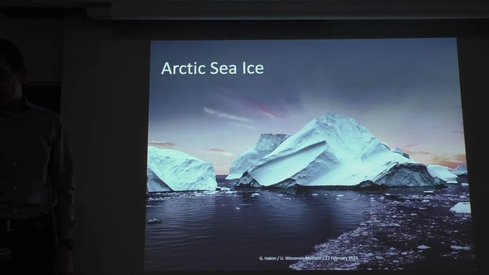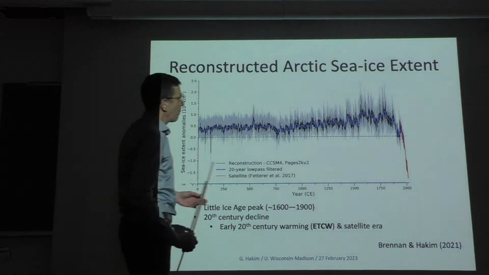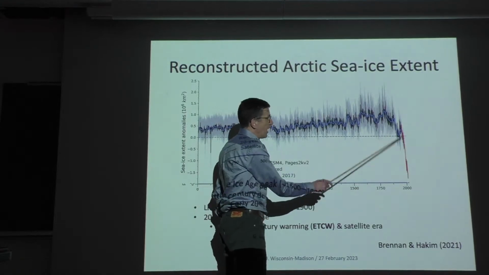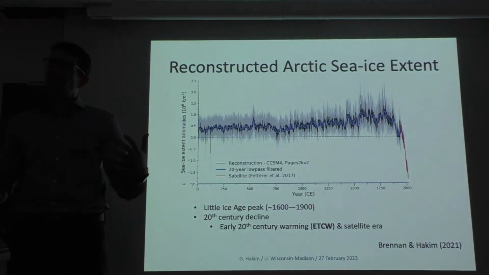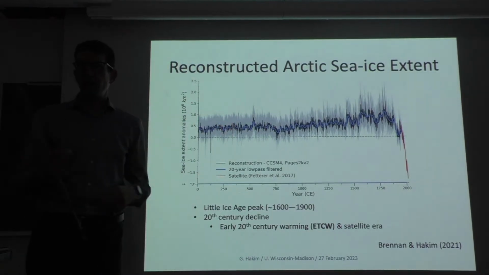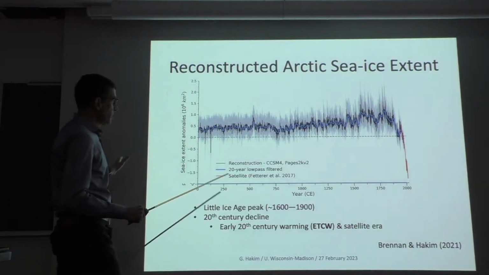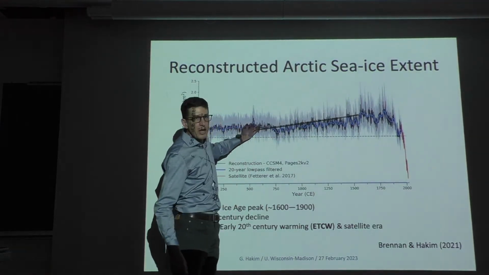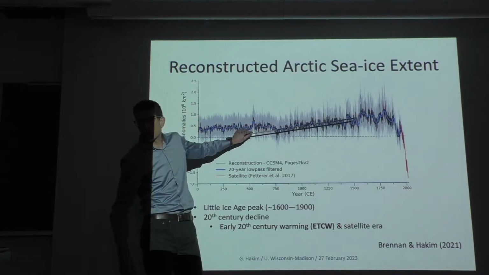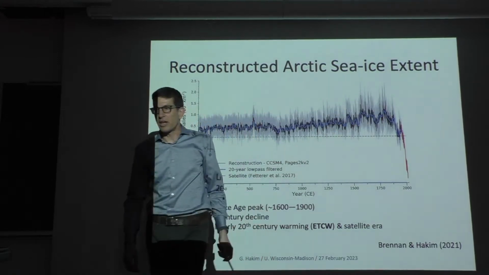I think I'm going to leave it here as the last topic, just to put in context the satellite era. Again, how does that change in sea ice? What is the context for that? Well, here's the context. Over the last 2,000 years, you can see there's a lot of variability. There was a buildup, an increase of Arctic sea ice over the last 1,000 years, reaching a peak here in the Little Ice Age.